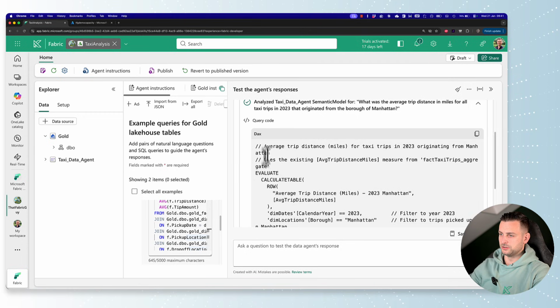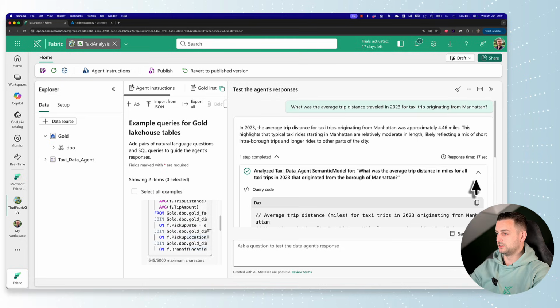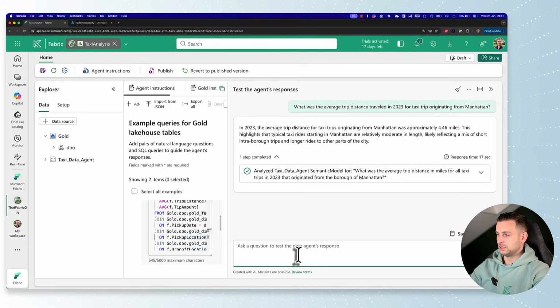And indeed, we're using a DAX query, which means that we're looking at the semantic model. So the data agent did as it should. This is actually really cool. And the average trip distance was 4.46 miles.